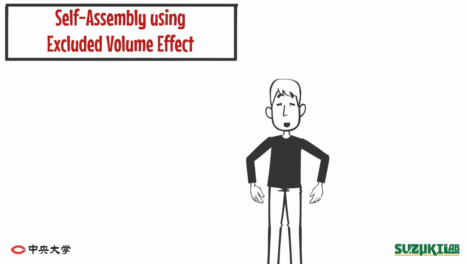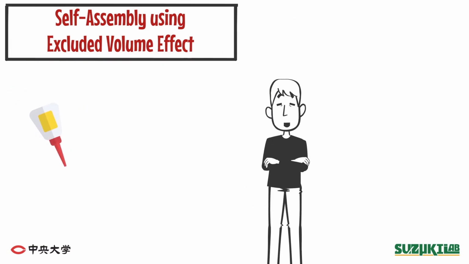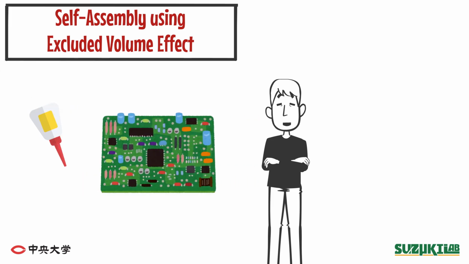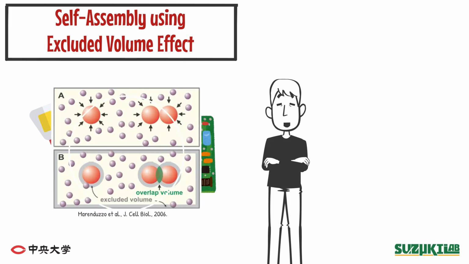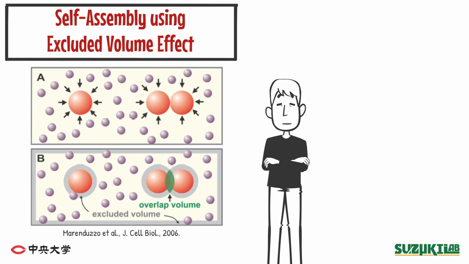In order to assemble components by self-assembly, components must have adhesive properties and be able to recognize the correct location. However, precise application of adhesive materials is often difficult, which increases the cost. We tested if the excluded volume effect could be used as a way to bind components without adhesives.